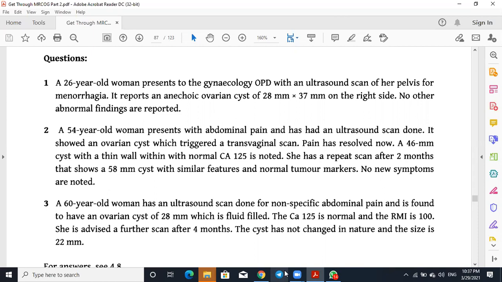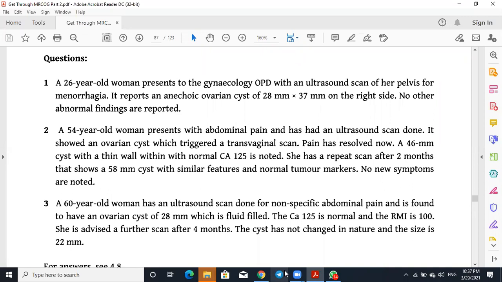The CA is normal, okay. It was 46 mm and after follow-up it is increasing to 58. They haven't told us whether she is postmenopausal or premenopausal, but we'll assume she is 54, so she'll be postmenopausal. Then we have to see the scores. How can you take CA125? They show just normal, not mentioned.